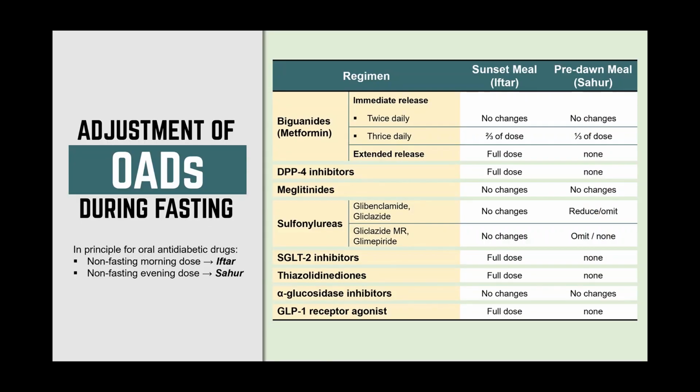Diabetic patients who insist on fasting need to adjust the time they take their medication. In principle, the non-fasting morning dose should be taken during iftar, and the non-fasting evening dose should be taken during sahur. The timing of DPP4 inhibitors, extended-release metformin, SGLT2 inhibitors, and GLP-1RA should be switched to iftar. For sulfonylureas, on non-fasting days glibenclamide and glycoside are usually taken twice daily.